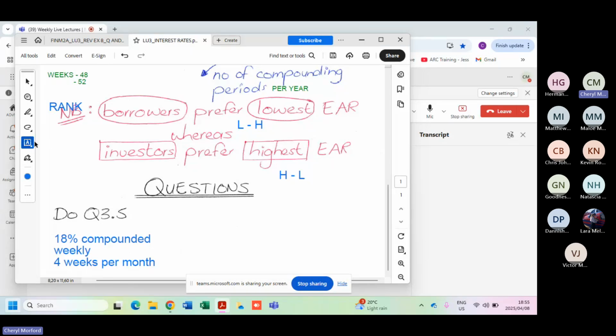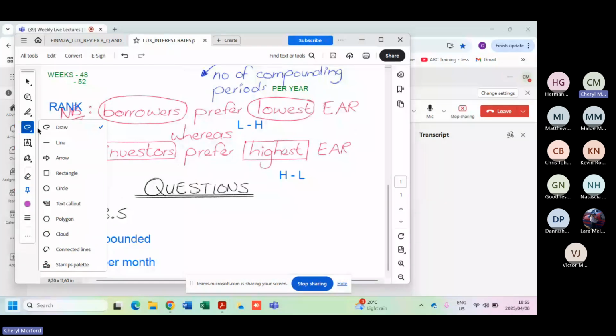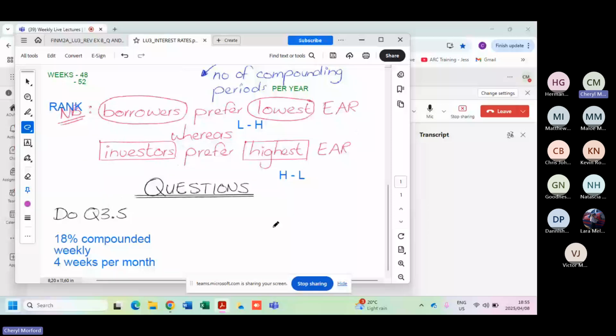So I'm going to rather just do it freehand, because I can't do all the brackets and whatnot. Step 1 is we're going to take that 18%, remember, which is 0.18. What am I going to do? I'm going to divide by the number of compounding periods. So that would give us how many weeks in the year? 12 times 4, 48. So that's my very first thing. Then I put a bracket around it.